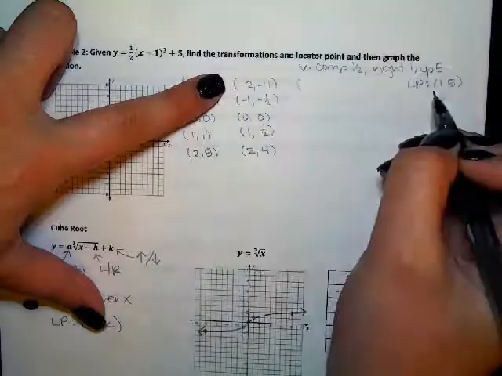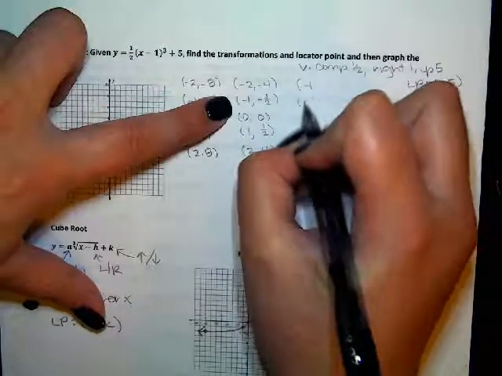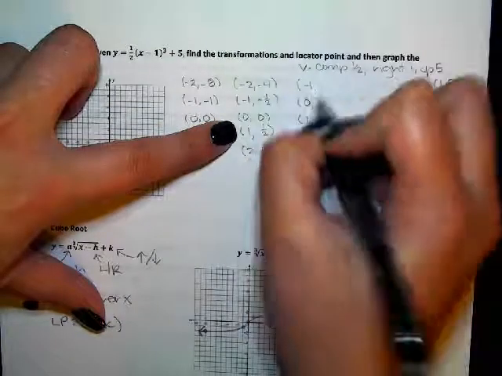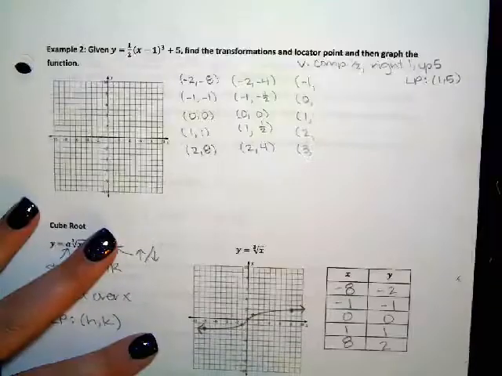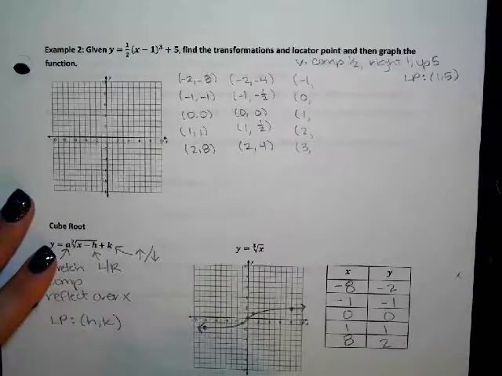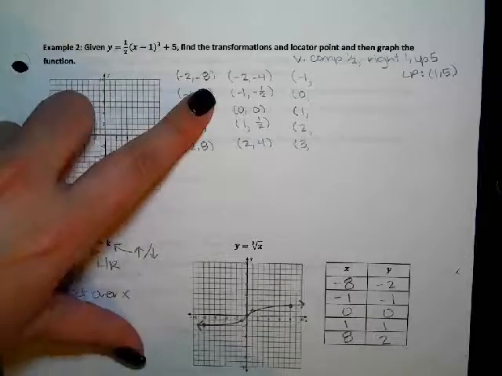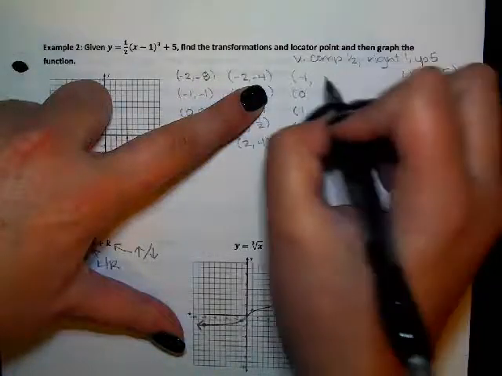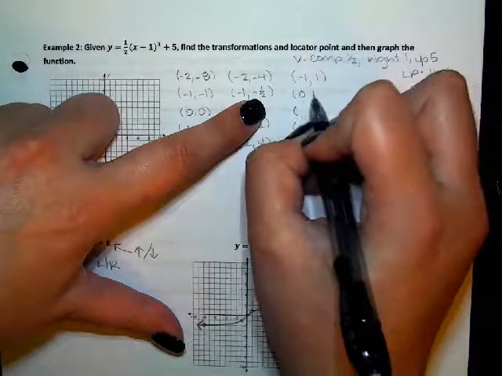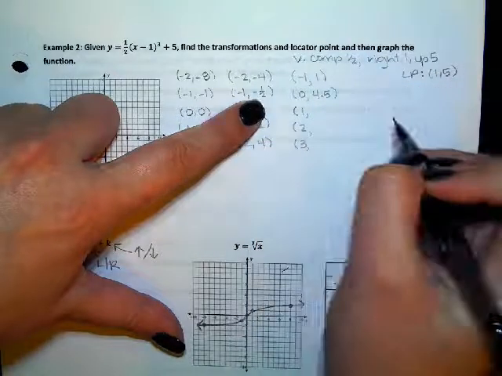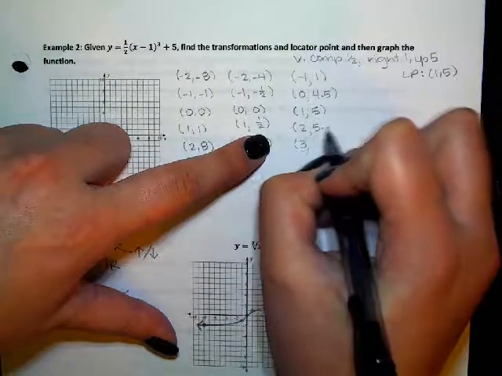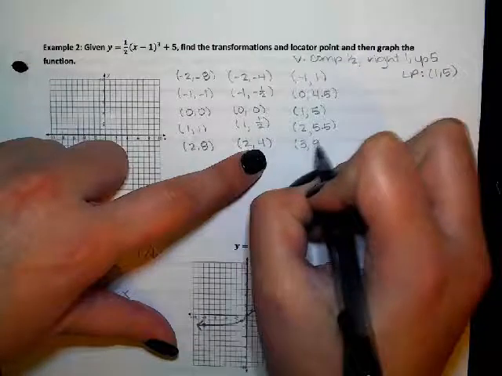So -1, 0, 1, 2, 3. Okay. And then we are going to do up 5. So -4 up 5 is the easy one. -1/2 up 5 is 4.5. Up 5 is 5. 1/2 up 5, 5.5. And then 4 going up 5 is 9.